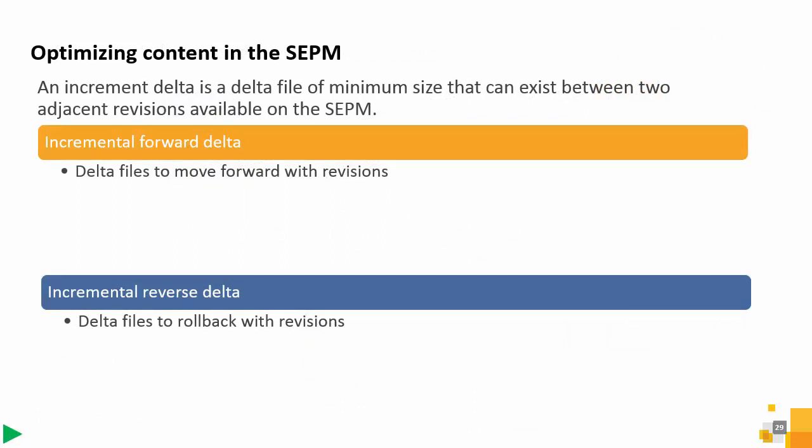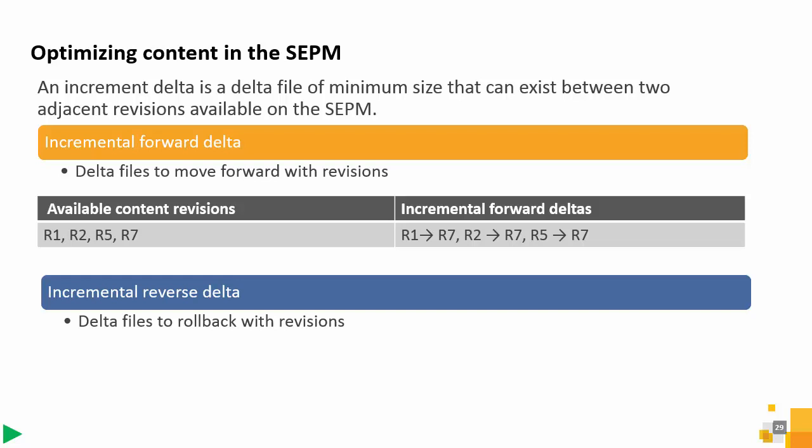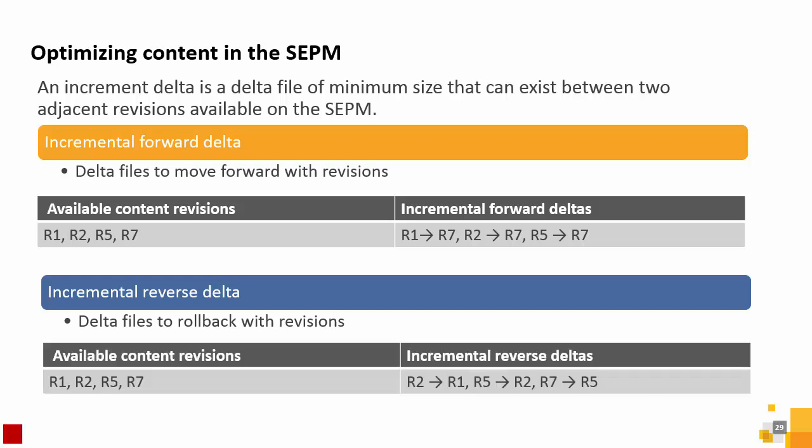An incremental delta is a delta file of minimum size that can exist between two adjacent revisions available on the SEPM. There are two types of incremental deltas available. Incremental forward deltas allow the SEPM to create content changes between a previous and future revision. Incremental reverse deltas allow you to roll back revisions and have the client download the changes using a delta. See examples for both types on the slide.